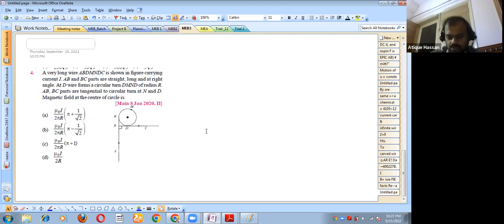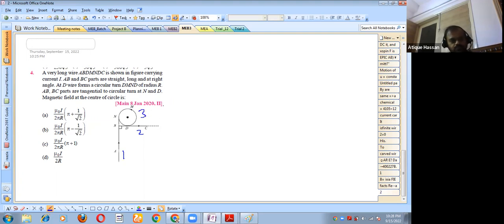So I am solving it, not much time left. It says a very long wire AB, DM and DC is shown in the figure carrying current I. AB and BC parts are straight and DC forms a circular turn DMN of radius R. AB and BC parts are tangential to the circular turn at N and D. All right, so we have to find the magnetic field at the center of this circuit. See, we can divide it into different sections. We have wire one, this is wire two, and this section is three.